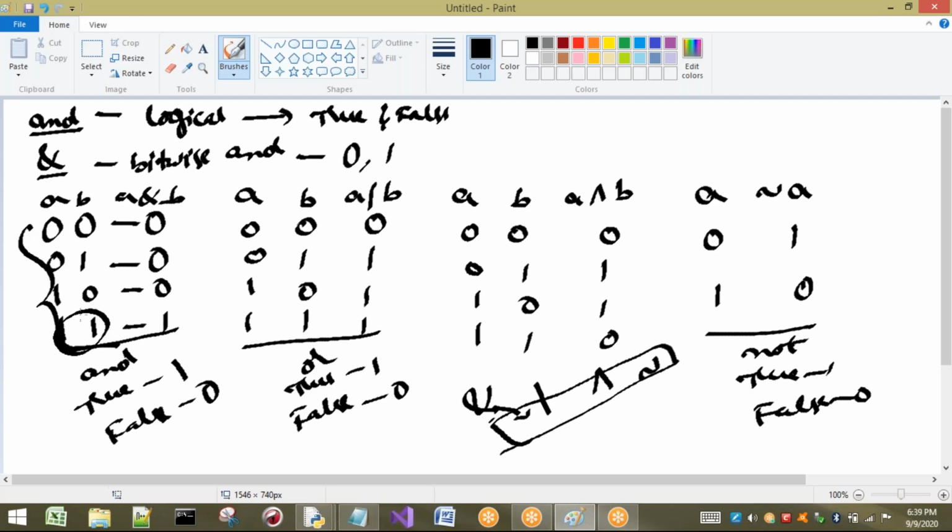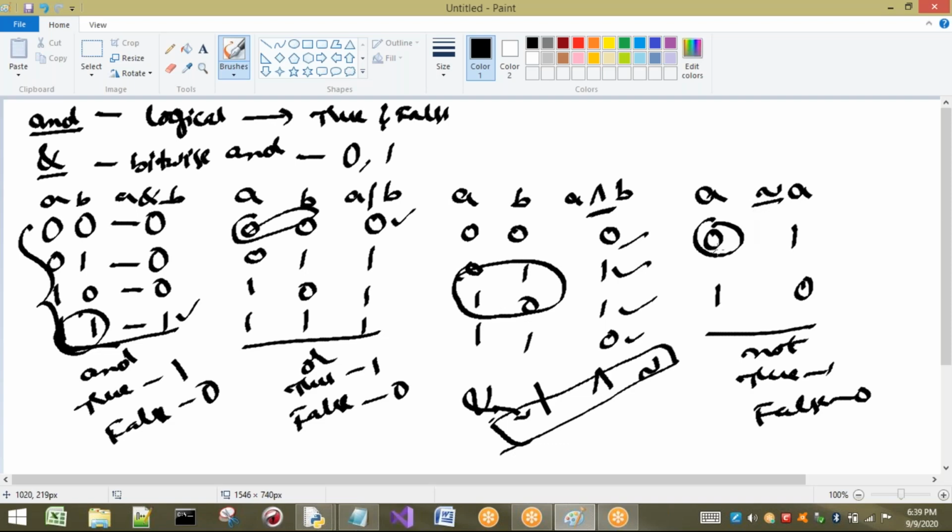Just remember: if two ones are there, the output will be 1 in AND. If two zeros are there, then only the output will be 0 in OR. What about this XOR case? This is called the cap symbol, or we can call it XOR. Here, when two different symbols are there, 0 1 or 1 0, then only the output will be 1. In the remaining two cases, the output will be 0. In the complement case, 0 means 1, 1 means 0.